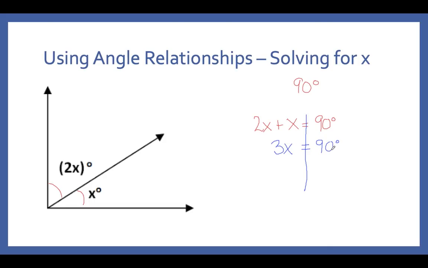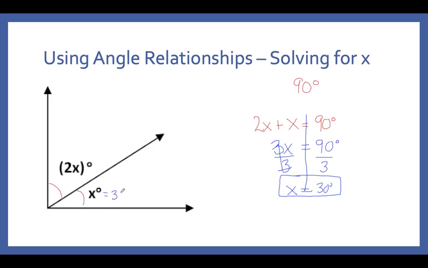Well, how do we undo multiplication? We use division. I'm going to divide this side by 3. I'm going to divide this side by 3. 3 divided by 3 is 1. 1 times x is just x. 90 degrees divided by 3 is 30 degrees. So in this case, when it says solving for x, I get that x equals 30 degrees.